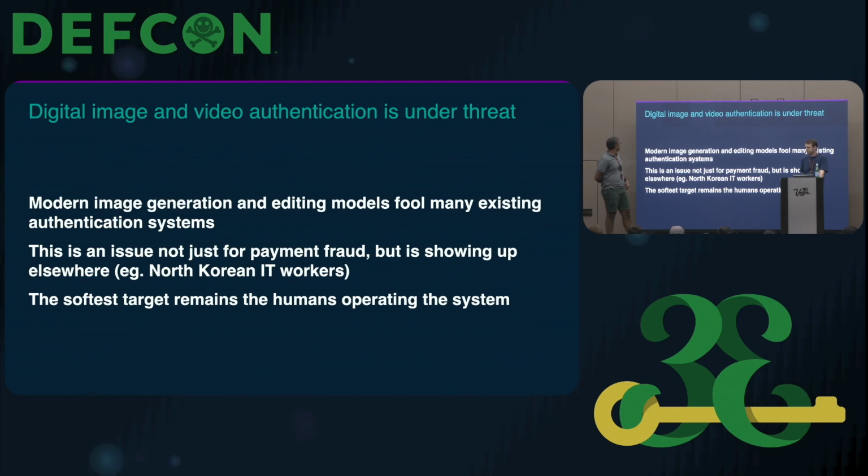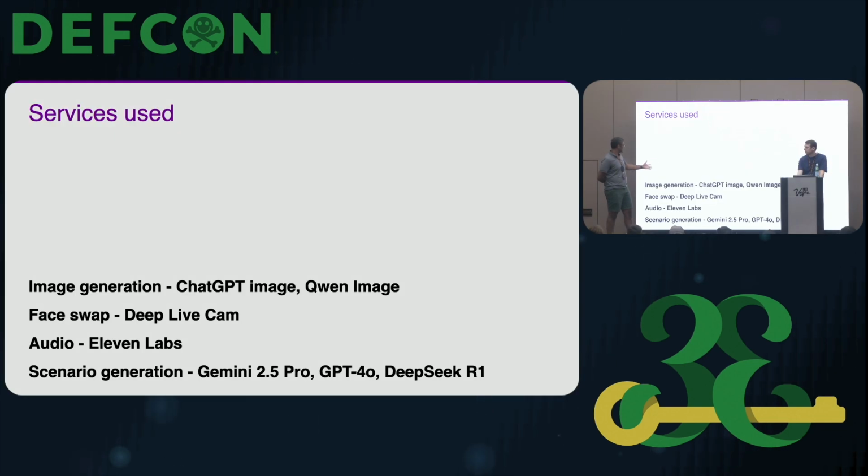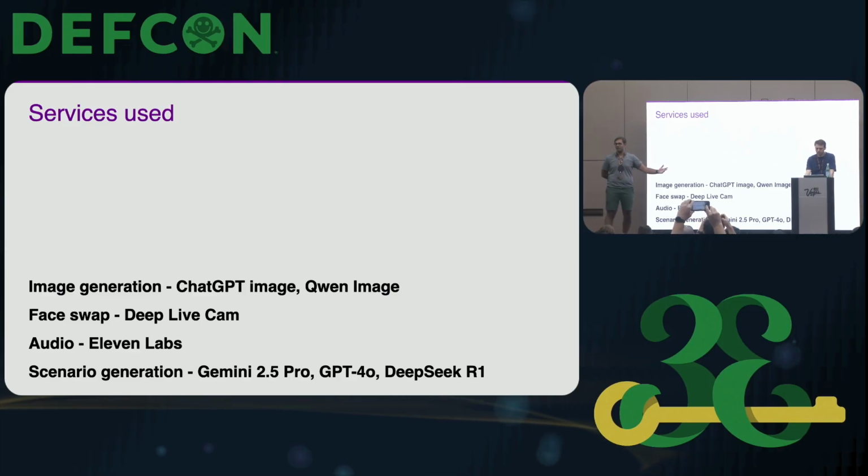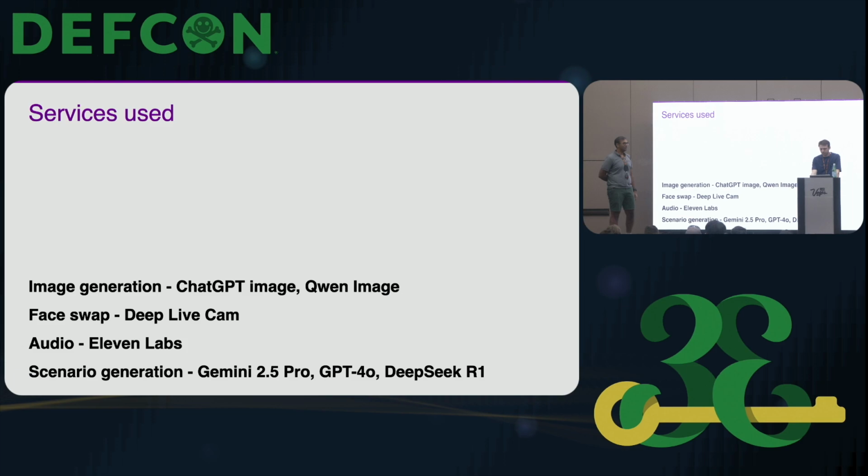And then the next slide. And then, yeah, this is all of the services we used to pull these demos together, right? So ChatGPT image, there's a local thing called Qwen Image that you can just download and run. The face swap is Deep Live Cam, a GitHub repo. Audio was ElevenLabs, you can sign up there, and for scenario generation, pick your favorite LLM, right? All of those are pretty good. And I think that's all, folks. So if you have any questions, we're happy to take them.